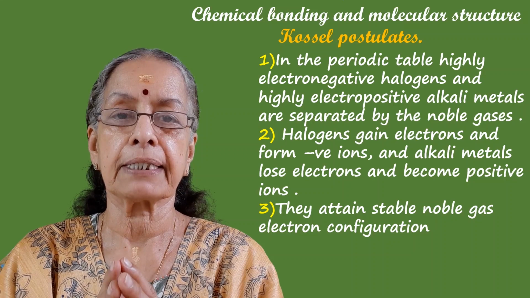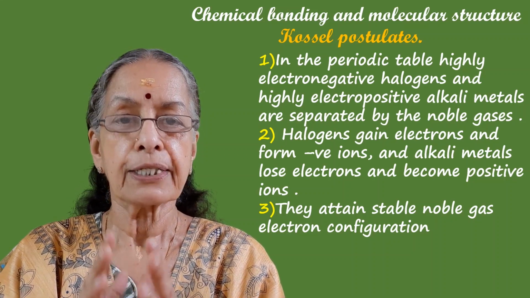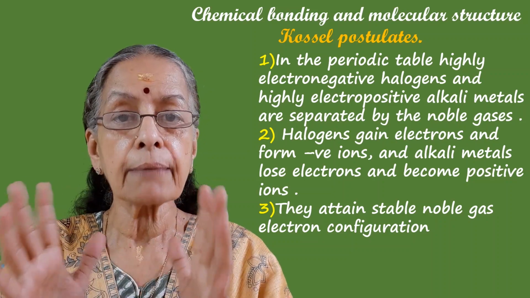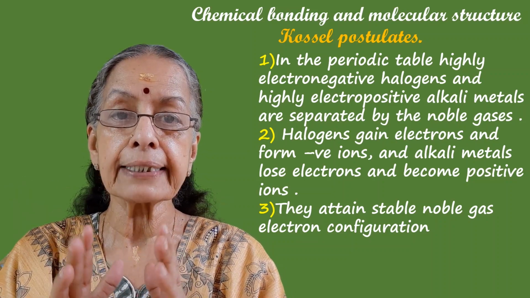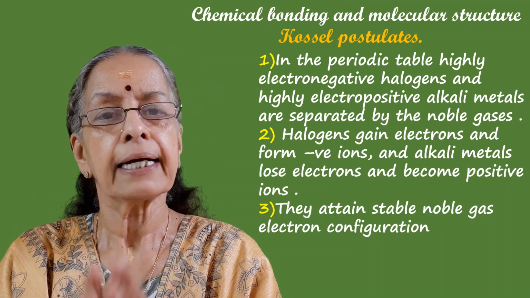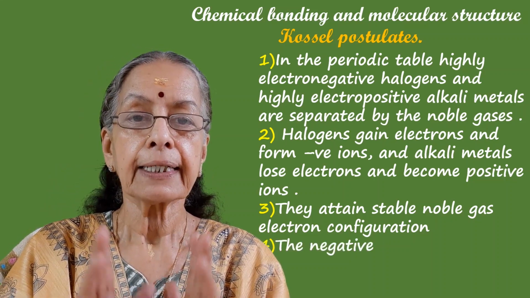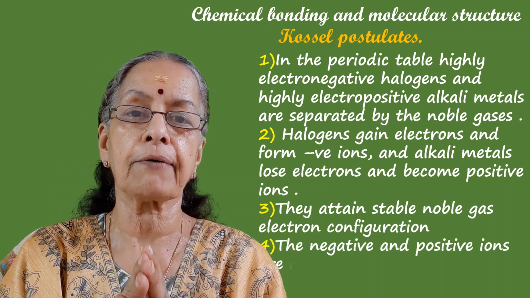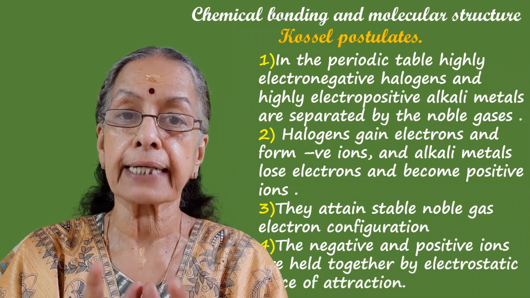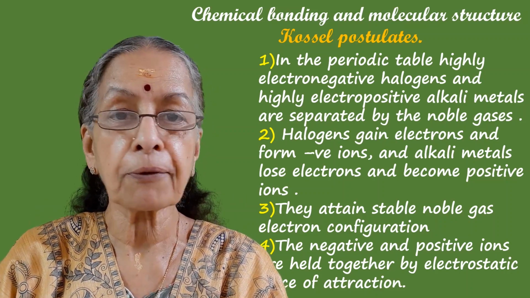Similarly, alkali metals, they have 1 electron in their outermost shell. So when they lose 1 electron, the next inner shell becomes the outermost shell and it comes to contain 8 electrons. That is noble gas electron configuration. The fourth postulate says that the negative and positive ions formed are held together by electrostatic force of attraction. I will explain that with the help of an example.